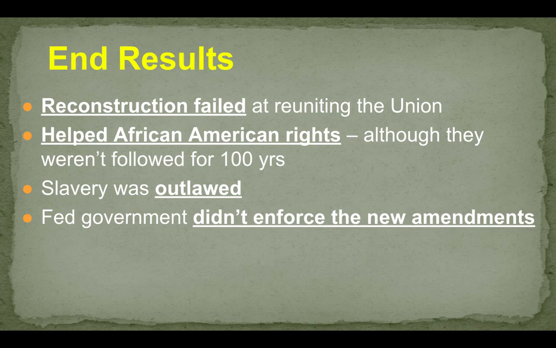African Americans did have a few more rights, although most of the legal rights and privileges given to African Americans were not extended for another 100 years. It won't be until the 1950s and 60s, even up through today, where we begin to really put a microscope on the rights of African Americans and look for creating equality. Slavery is outlawed. That does not exist anymore. And the federal government didn't enforce the new amendments.